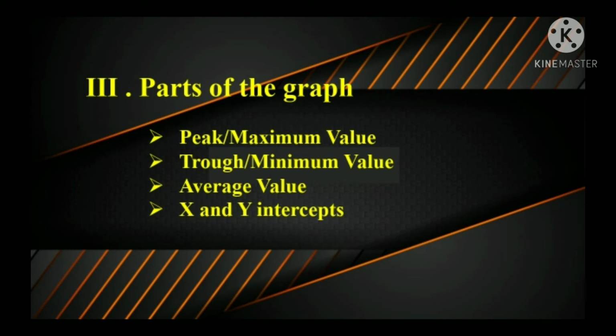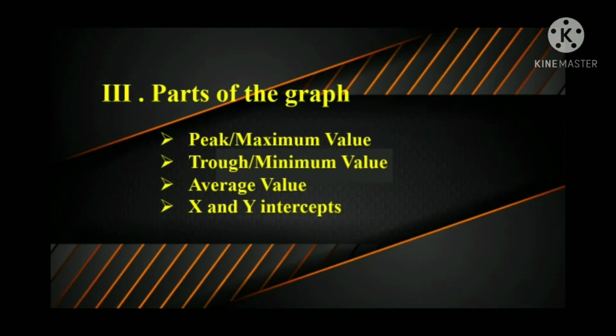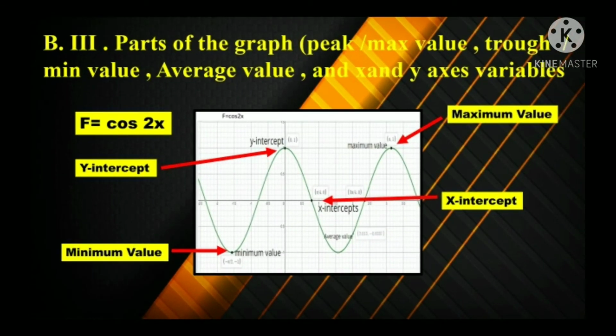Number 3. Parts of the graph: peak or maximum value, trough or minimum value, average value, and x and y-intercepts. The maximum value of cosine is cosine 0 degrees, which is equal to 1. Note that cosine is a decreasing function here. It has a maximum value of 1 when x is equal to 0 degrees and a minimum value of 0 when x is equal to pi over 2.